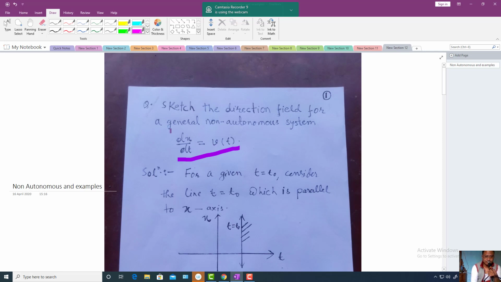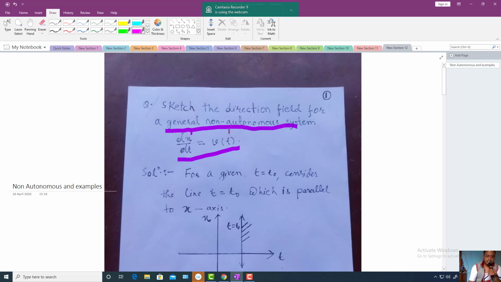A general non-autonomous continuous dynamical system means an equation of this type, where the right hand side depends on the time variable t as well as the dependent variable x. Such a differential equation or dynamical system we call a general non-autonomous dynamical system. Let us see the characteristics of the direction field of such a dynamical system.